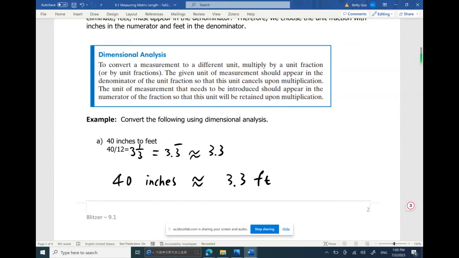Let me repeat it. So we are going to convert from inch to feet. Since inch is a smaller unit, feet or foot is a bigger unit. So the number in front of foot is going to be a smaller number. How do we use the factor 12 to get us a smaller number? Yeah, we must divide 40 by 12 to get a smaller number. If we multiply 40 by 12, we will have a large number, and that doesn't make any sense. So we have around 3.3 feet in 40 inches.